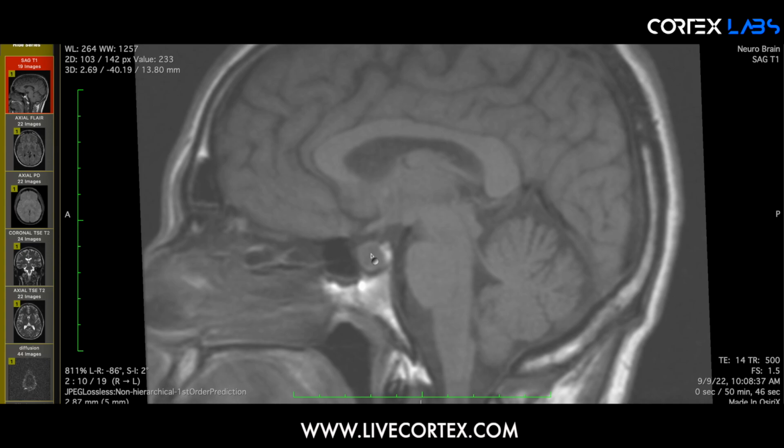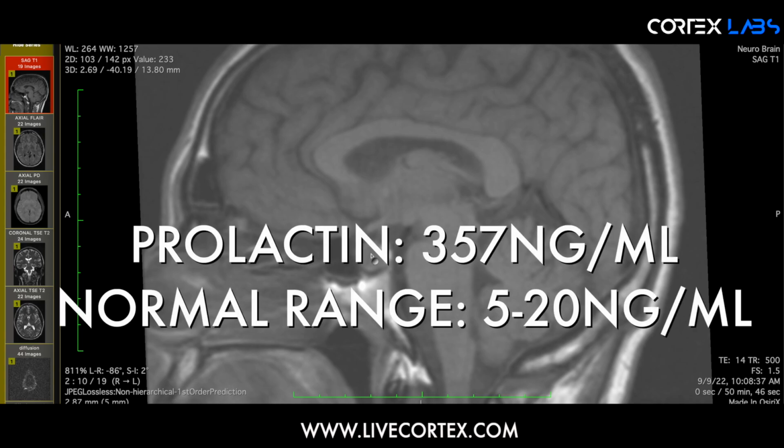Number one, the prolactin levels in the blood for this person were in the 350 range, nanograms per milliliter. If you understand the range of prolactin, it should be between, call it, 5 and 20 nanograms per milliliter, and pushing 20 is kind of on the high side. This person's reading was 357. That is extremely high.